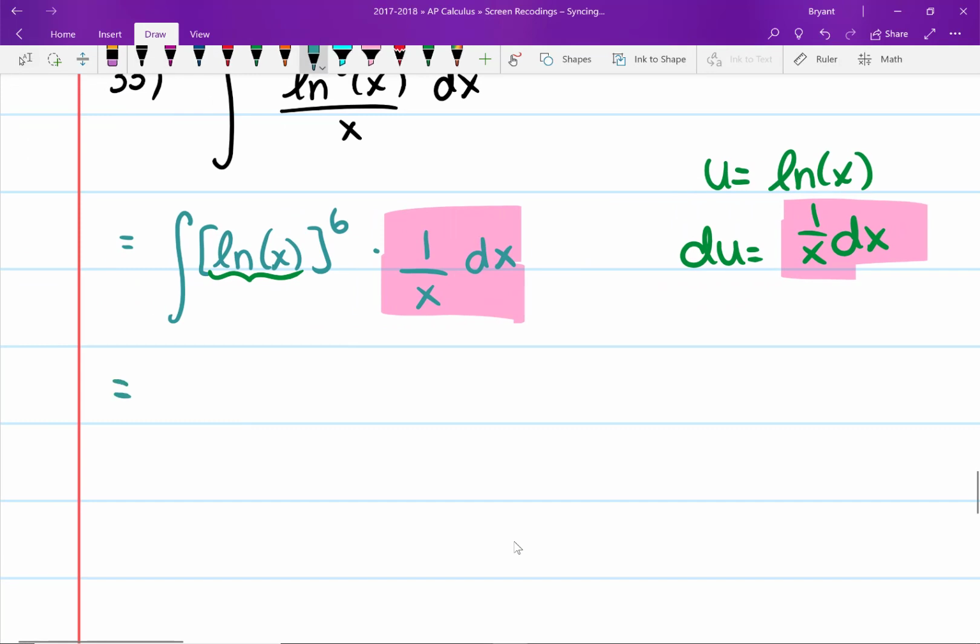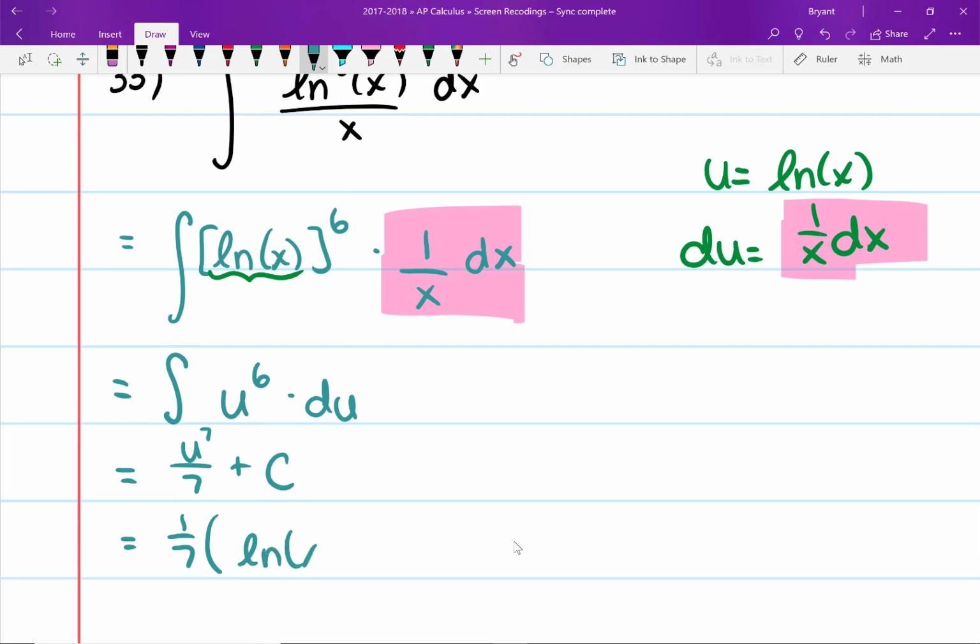So we rewrite our integral using our u sub. This is u to the 6 times du. And the integral of u to the 6 is going to be u to the 7th over 7 plus c. And this is equal to 1/7 times ln of x to the 7th power plus c.